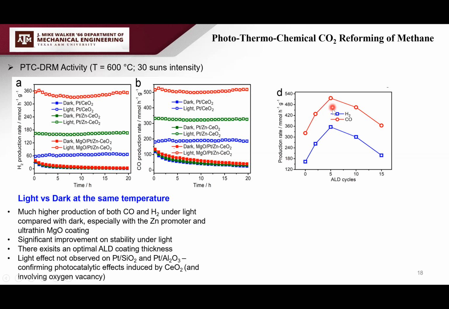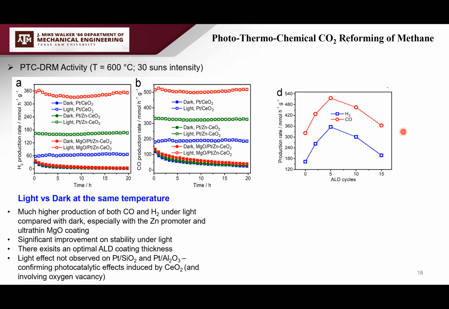You see 5 layers is about optimum, but a thicker layer actually reduces the activity, maybe because it inhibits the diffusion of the reactants to the catalyst surface, and also prohibits the charge transfer under solar. So there is an optimum layer.